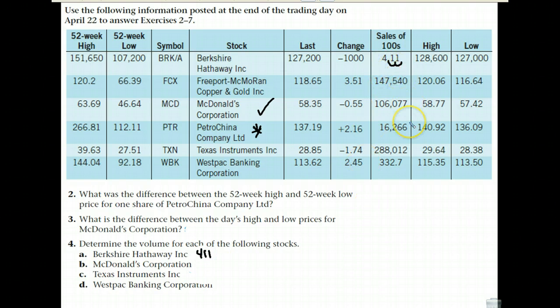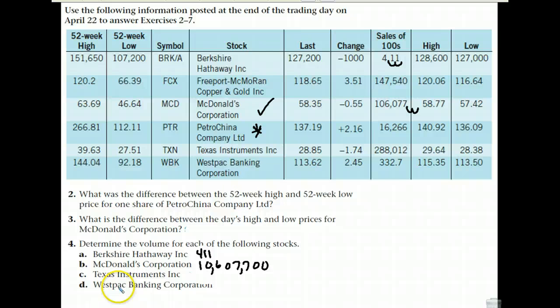So that means 411 shares of Berkshire Hathaway were sold, or traded, I guess I should say, on that particular day. For McDonald's Corp, do the same thing. So we come down here. Remember, for any whole number, there's no decimal point shown, but we know that it's here. If you move it twice to the right and put zeros in those spots, we get 106,077,000, leaving us with 10,607,700 shares of McDonald's Corp.